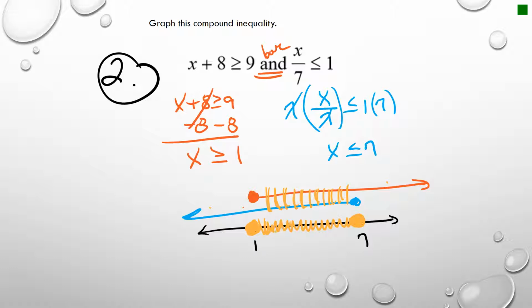So my answer is trapped between 1 and 7. So we would say that our answer is between 1 and 7. So x is greater than or equal to 1 and less than or equal to 7. But we write it as 1 is less than or equal to x, which is also less than or equal to 7.